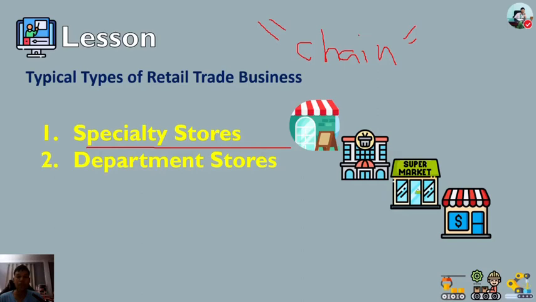So there are different blocks or selling of different types of products but owned by a single owner. So this is called a department store.